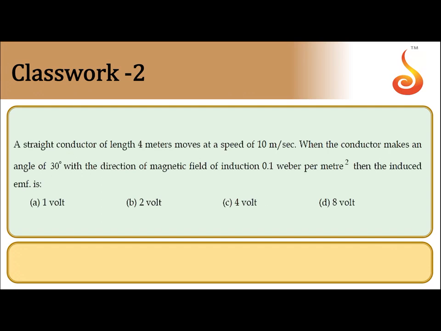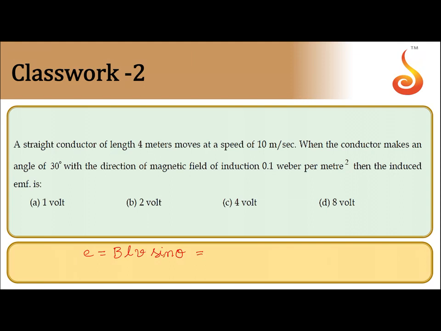A straight conductor of length 4 meters moves at a speed of 10 meter per second. When the conductor makes an angle 30 degree with the direction of magnetic field of induction 0.1 Weber per meter square, then the induced EMF is. So this is based on the concept of motional EMF. E is equal to BLV and angle is given, so it should be BLV sin theta.